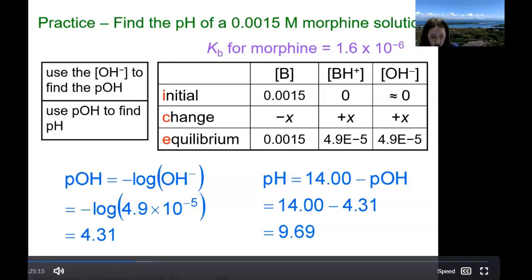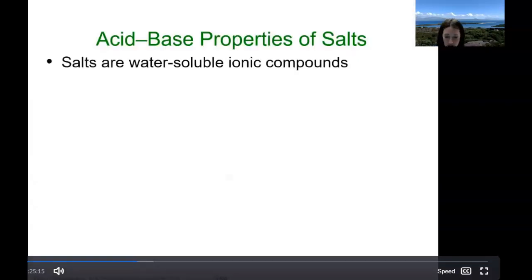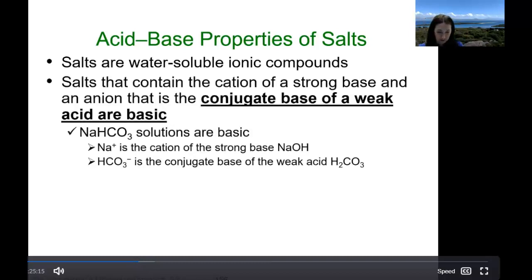And we're going to do a couple more of these, but we're going to take a break from our ICE tables just for a little bit, and do something that's actually really fun. And this actually applies a lot to what we're doing in lab. It's figuring out the qualitative estimations of the pH of salts. So any ionic compound that dissolves in water, that's a salt, right? And we can figure out if something's acidic or basic based on knowing its conjugates. Here comes that conjugate acid and base all over again. So if you have the conjugate base of a weak acid, your salt is going to be basic.